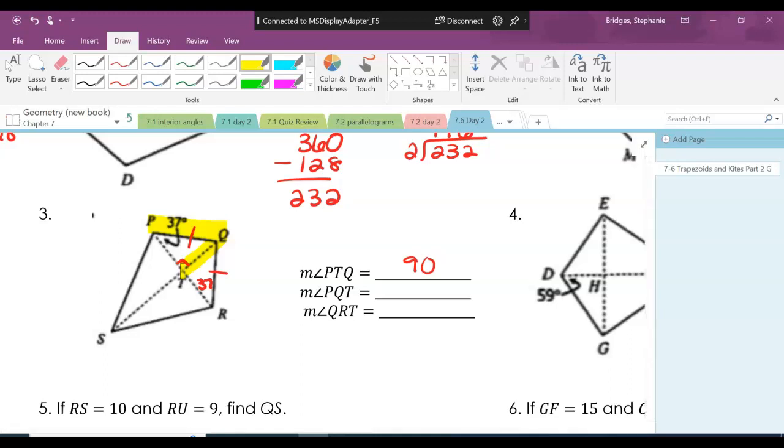Can we figure it out? Okay. Because this little bitty shape right here is a triangle, and we know two of the three angles. So let's figure it out. Let's add 37 and what else? 90. So add 37 and 90. And we subtract that from how many degrees in a triangle? 180. And so we subtract that and we get how much, you said? 53. Okay.